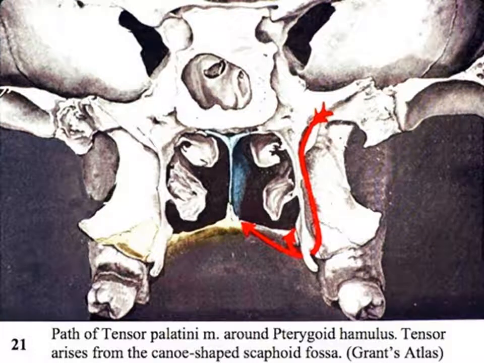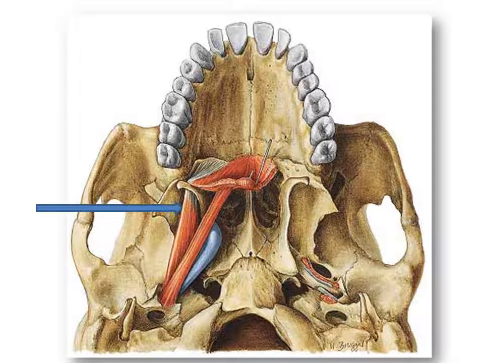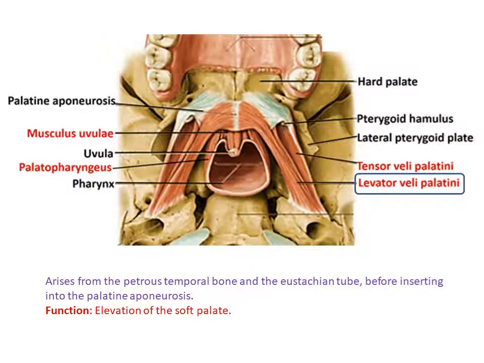We can see in this picture the path of tensor veli palatini muscle around pterygoid hamulus and its origin and insertion: origin from scaphoid fossa of medial pterygoid plate and insertion in palatine aponeurosis. Another picture showing tensor veli palatini muscle having the origin from scaphoid fossa, turning around pterygoid hamulus and inserted into palatine aponeurosis. The second muscle is levator veli palatini.